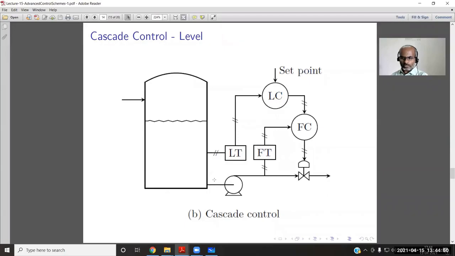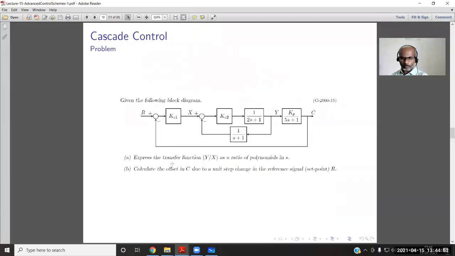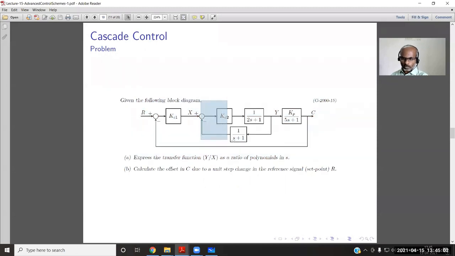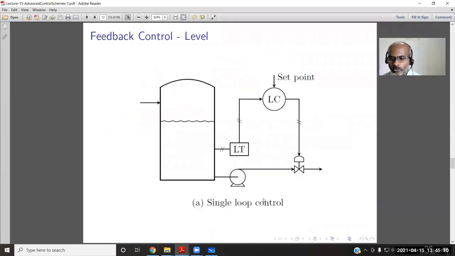So only qualitative questions can be asked. If at all a problem is to be asked, maybe a small block diagram will be given and you may be asked to find the overall response. For that you start from the innermost loop, solve it, and then come to the outer loop, and then the next outer loop. That way you work it out.